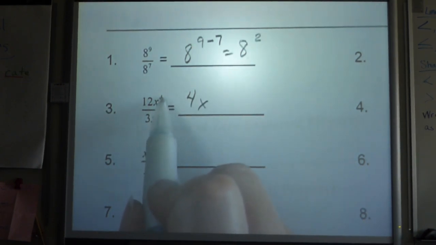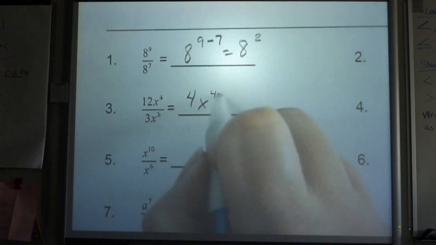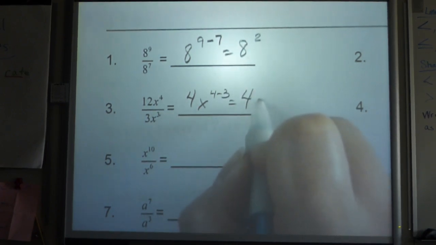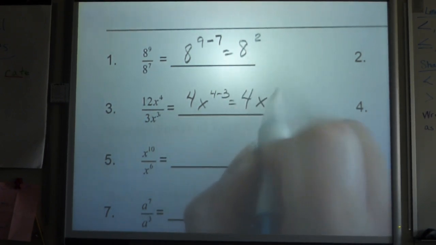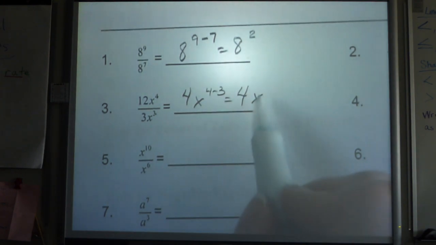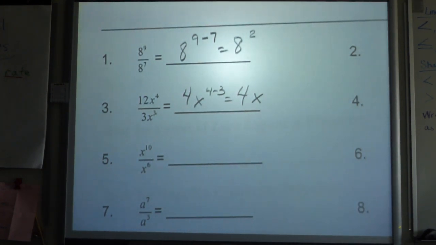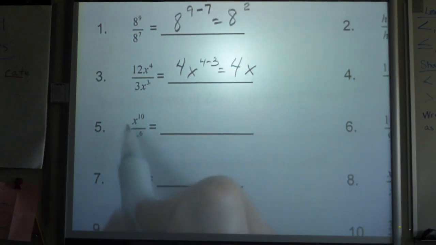4 to the x. So we have x to the 4th divided by x to the 3rd. So that's x to the 4 minus 3. So that's 4. What's 4 minus 3? Just 1. 4x to the 1st power. Do I need to write the power of 1 on this x? I do not.